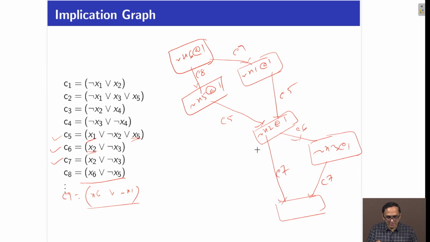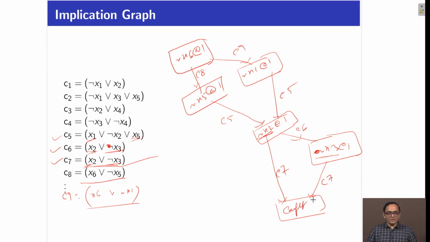Because in C7, x2 equal to false means this is false, not of x3 is true, that means this is also false, right. Sorry, here in C6, yeah. So, you will take not of x2 is false. So, this is not of x3, let us say I have x3 here. Okay. So, you will say x3 equal to true, right. So, now in this C7 I have not of x3. So, this is true. So, this is false, this is false. So, this is also false. So, I will get a conflict.